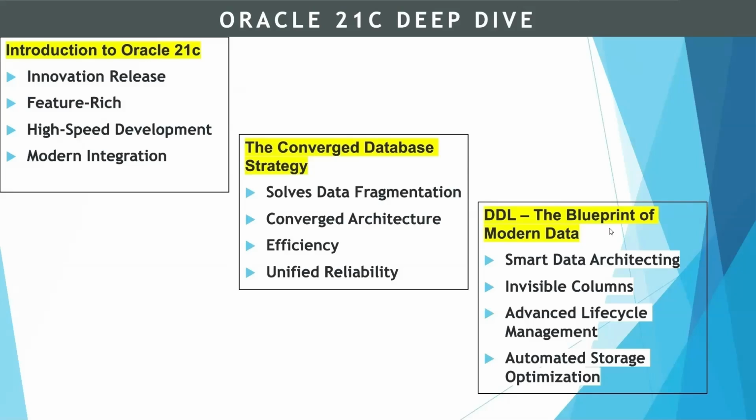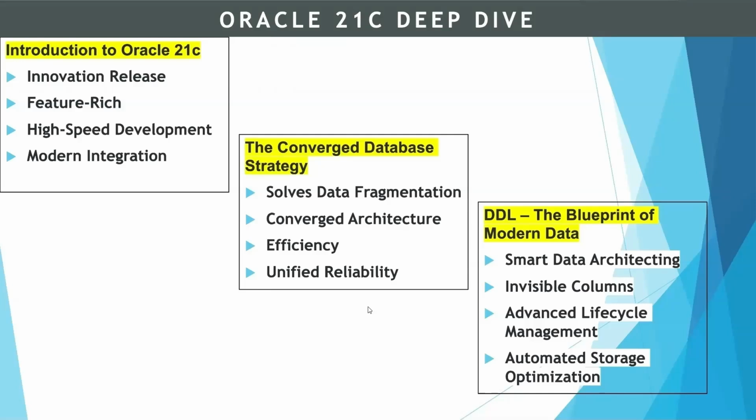And the DDL, the blueprint of modern data. It's intelligent architecture, like invisible columns, which update data structure without breaking legacy code, and automatic data optimization, ADO. The database now automatically compresses or moves cold data to cheaper storage based on usage. Lifecycle management like advanced compression is integrated directly into the table definition.